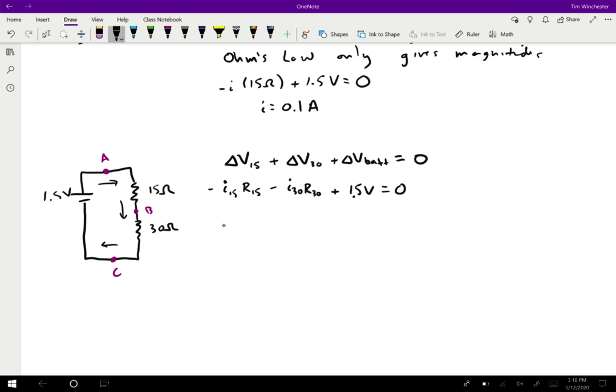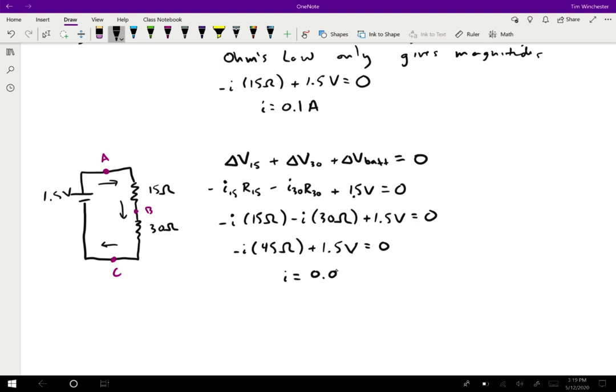Right? So what this looks like is negative I, because there's only one current to worry about, times 15 ohms minus I times 30 ohms plus 1.5 volts equals 0. Okay, and you can solve for I, so negative I times 45 ohms plus 1.5 volts equals 0, and the current is going to come out to 0.033 amps.